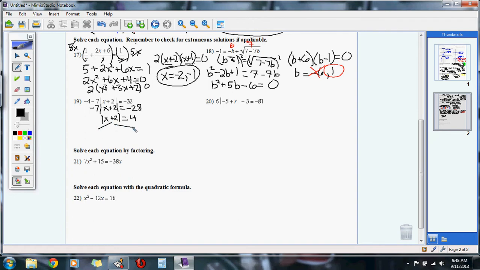Now we have two possible scenarios happening, so we do our split. X plus 2 could be 4, or x plus 2 could be -4.